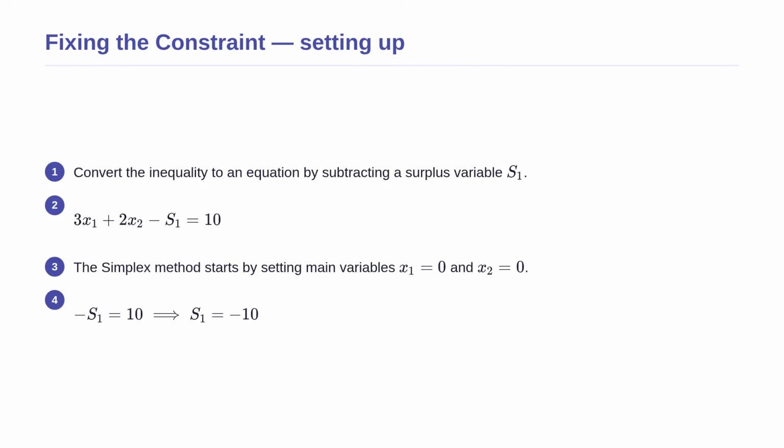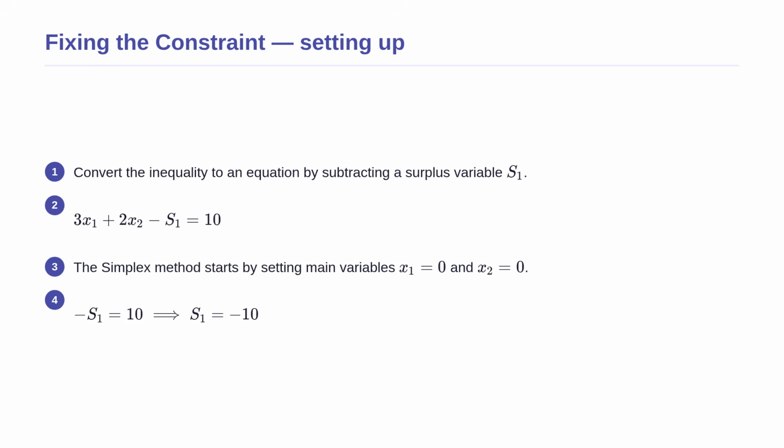Before we move on, let us see this with a concrete example. We are given the inequality and asked to prepare it for the simplex method. First, we subtract a surplus variable, s1, to make it an exact equation. s1 represents whatever extra amount we have above the required 10. But here is the catch. The simplex method always starts by setting the main decision variables to 0. If we set x1 and x2 to 0, the equation leaves us with s1 equals negative 10. This violates the strict rule of linear programming that all variables must be positive or 0.